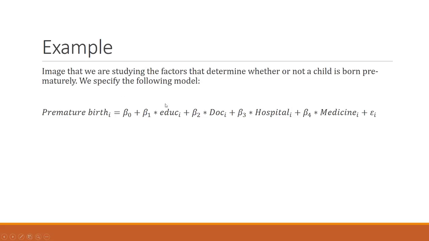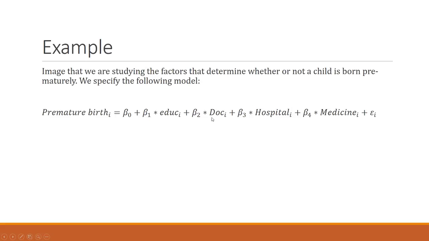So imagine that you're studying factors that determine whether or not a child is born prematurely. All right. So we specify the following model. So here is whether or not a child is born premature. And we think it's a function of the education level of the household head, of the household.